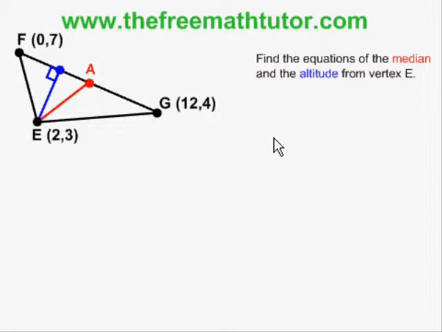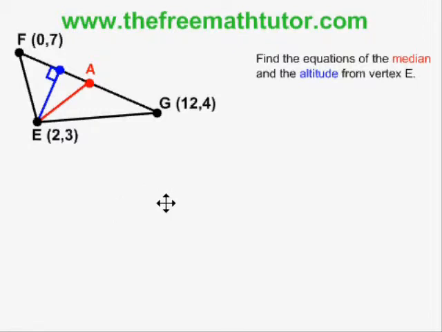A median, shown here in red, is a line drawn from a vertex to the midpoint of the opposite side. It is possible for the median and the altitude to be the same, but that will only happen in an isosceles triangle. Let's start by finding our median.